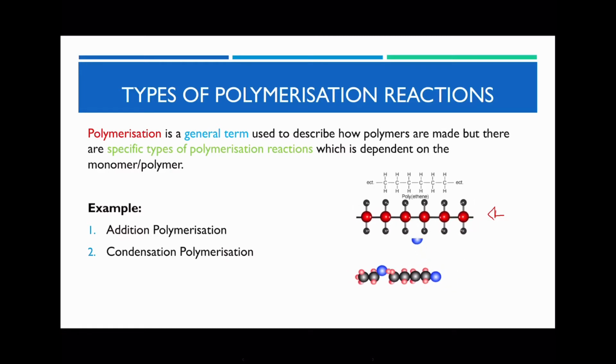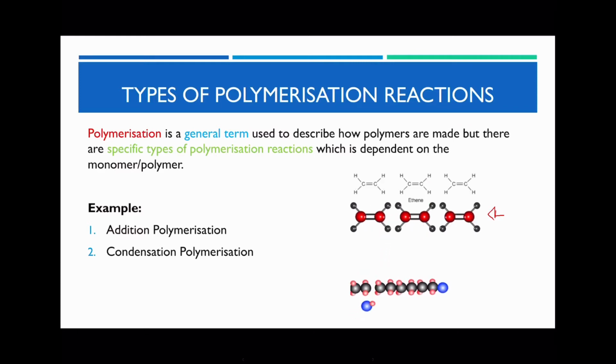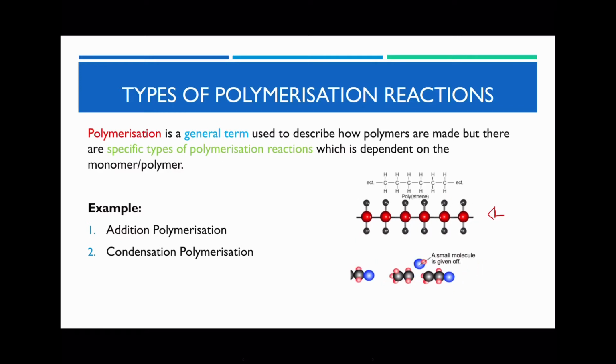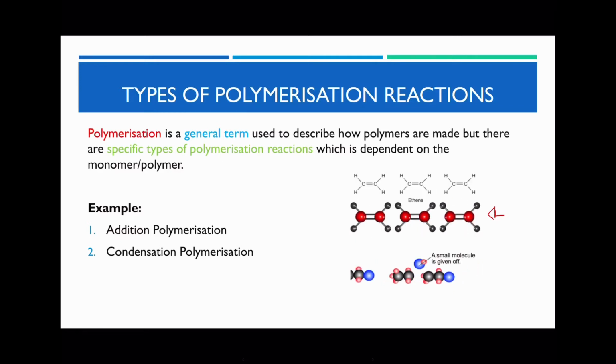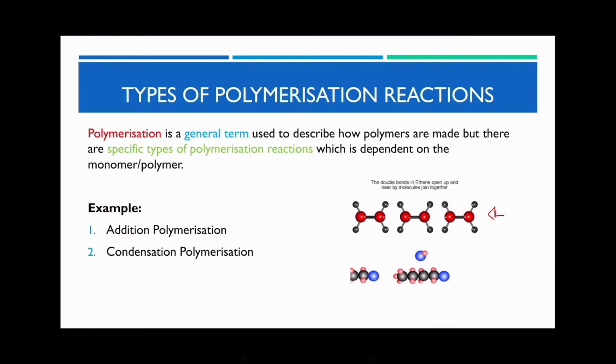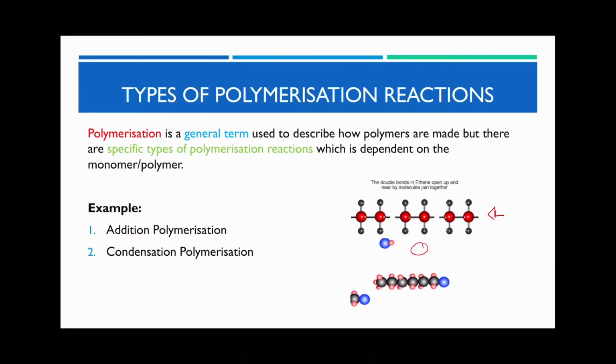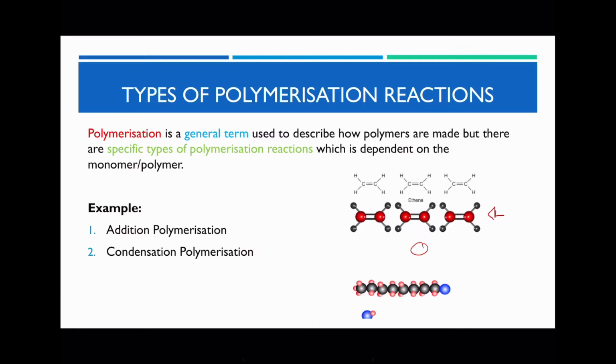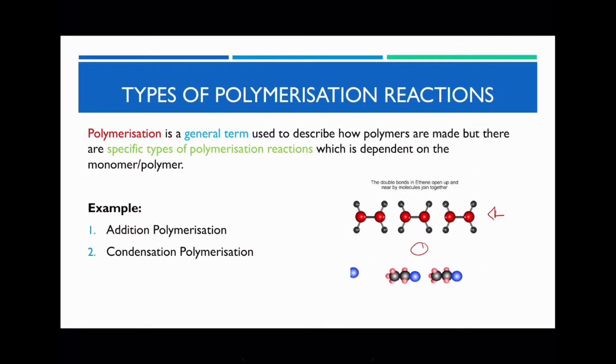A condensation polymerization works in a very similar manner, but the only difference is that it also spits out a small molecule, and that small molecule is generally going to be water, but it's not limited to water. So in this case, if you notice, this molecule is ejected each time the subunits link together. This is what happens in a condensation polymerization reaction.